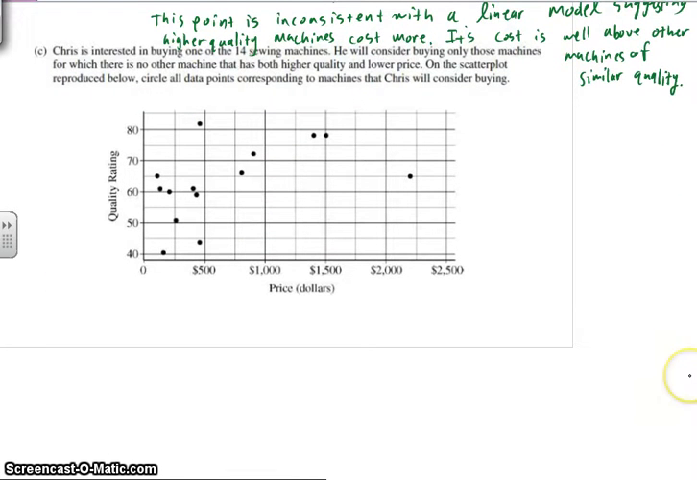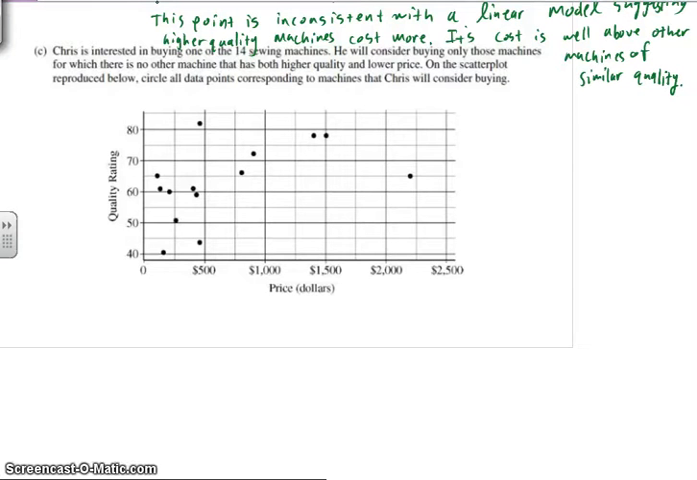All right, moving on to part C. Chris is interested in buying one of the 14 machines. You will consider buying only those machines for which there is no other machine that has both higher quality and lower price. On the scatter plot reproduced below, circle all the data points corresponding to the machines Chris would consider buying. So this is kind of weird because no explanation is necessary. We just have to circle all the points that would fit this.